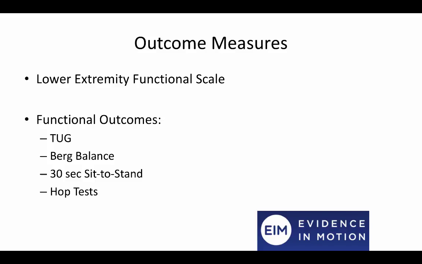And all of this would be dependent on your patient. If it's a high-functioning athlete, your TUG is not going to be so helpful. If it's a low-functioning patient with hip OA, then your hop test would probably be not useful in that situation, right? So that all makes sense to us intuitively.